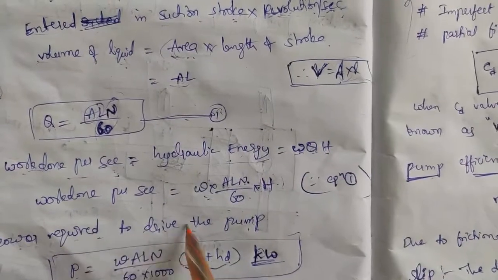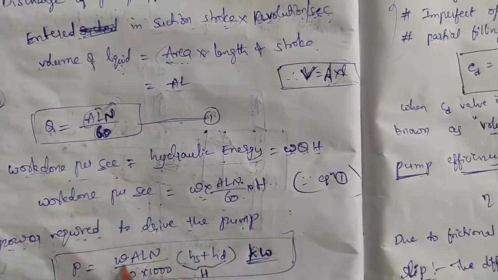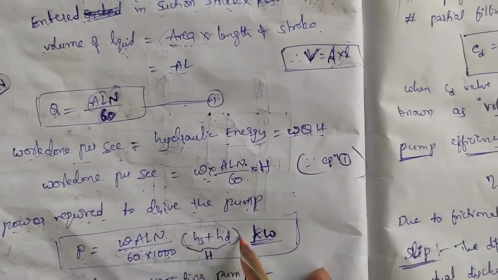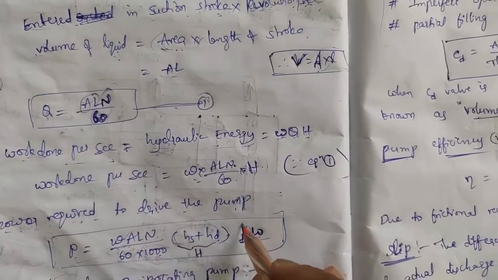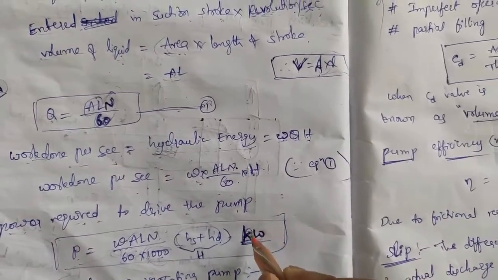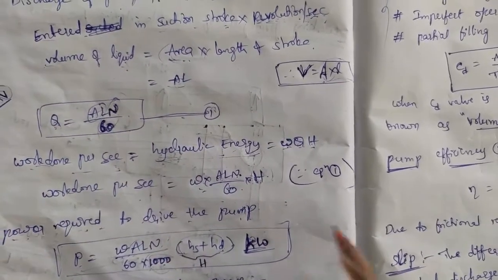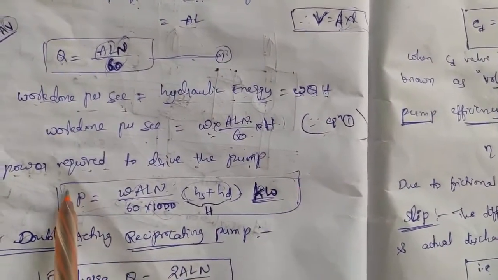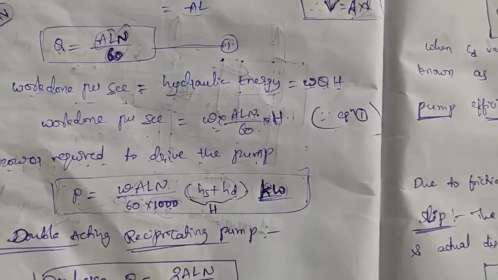Power required to drive the pump, or work done per second, both are the same. So P equals W ALN by 60 into (HS plus HD) by 1000 kilowatts. HS plus HD means H. W ALN by 60 into H. If you want the value in kilowatts, put the 1000 in the denominator. This is the entire formula for calculating the power required to drive the pump in kilowatts.